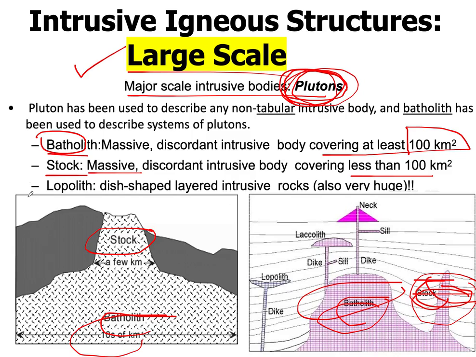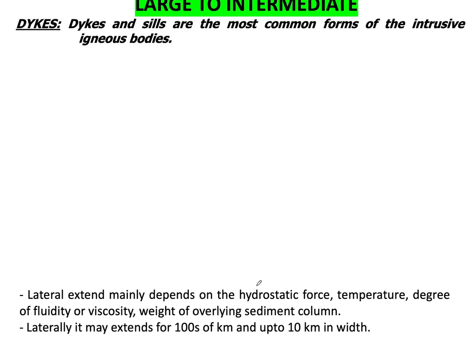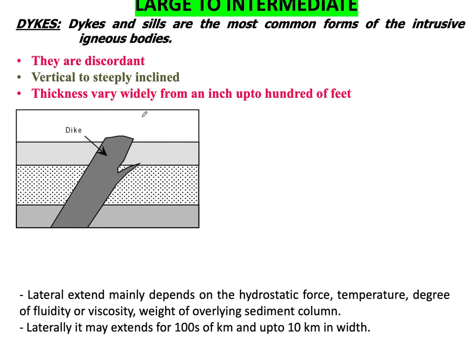Then the lopolith, the dish shaped thing, is again very giant. In comparison to a batholith it's smaller, but it's still large scale, that's why this is a lopolith. Lopolith, batholith. There are different liths, the lithology that we are going to study. Okay, these are named under that. Now about large to intermediate, let's discuss the large to intermediate type. First is dike.